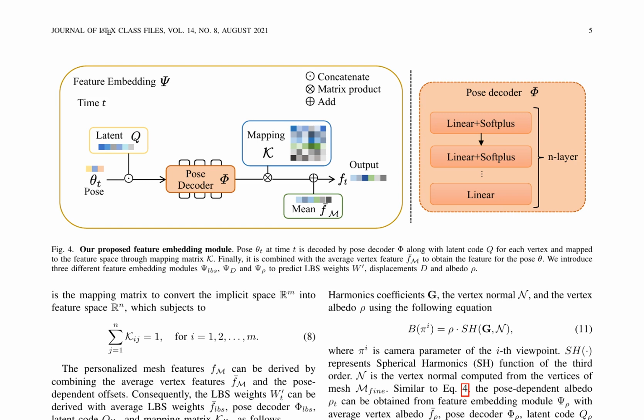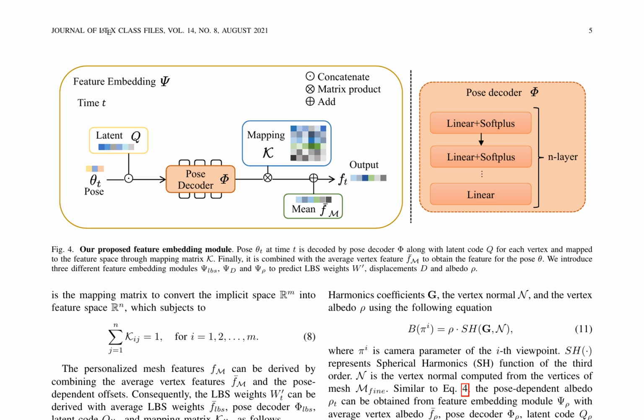Similarly, the vertex displacements d_t are obtained using the pose decoder Φ_D, latent code Q_D, and mapping matrix K_D. The feature embedding modules allow for the simplification of training objectives by taking into account the average feature's constraints, leading to faster convergence and improved accuracy.